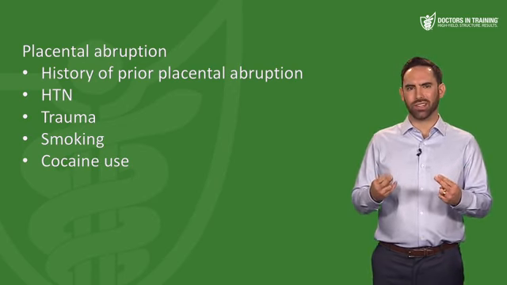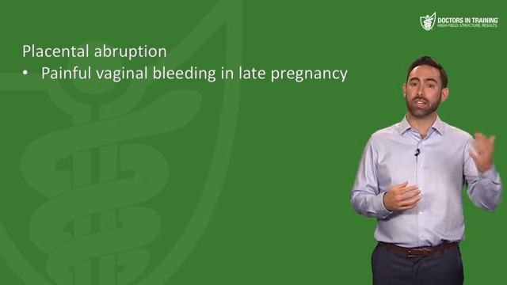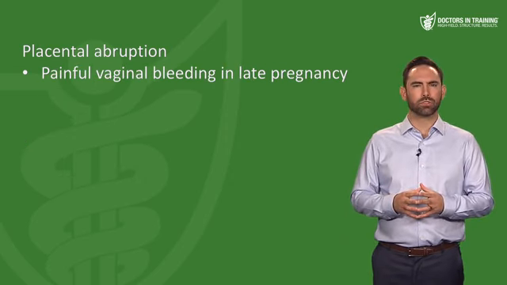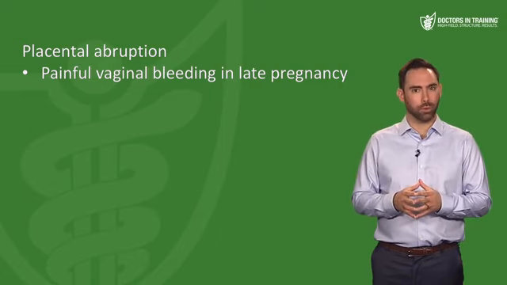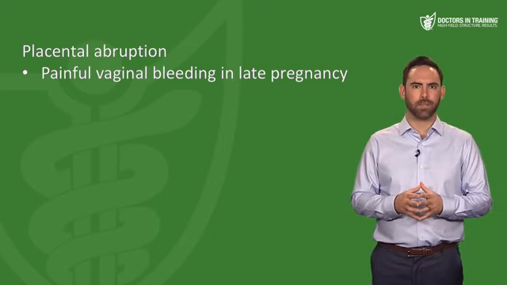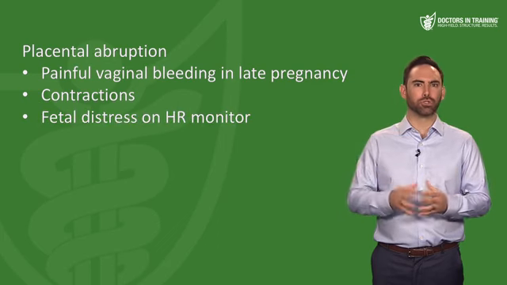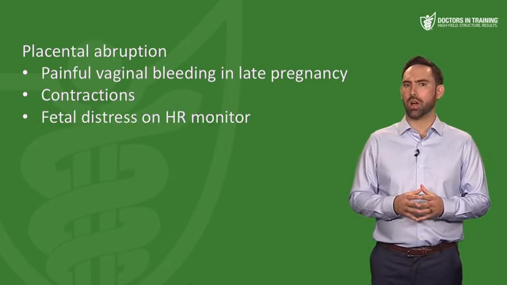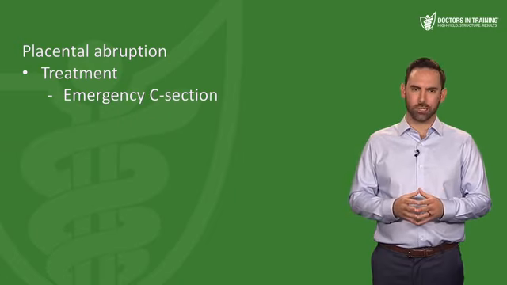Placental abruption presents as sudden onset, painful vaginal bleeding in the second half of pregnancy. So we said placenta previa causes painless bleeding late in pregnancy, while placental abruption causes painful bleeding. And this is associated with contractions and evidence of fetal distress on the fetal heart rate monitor. The treatment for placental abruption is an emergency C-section.